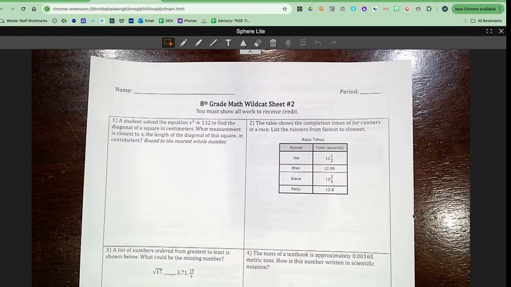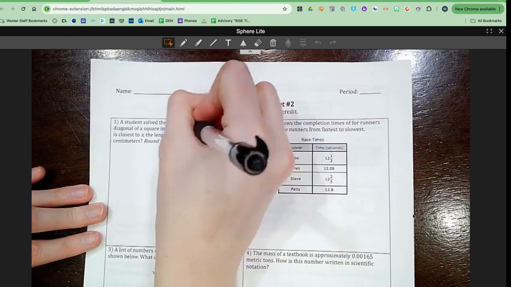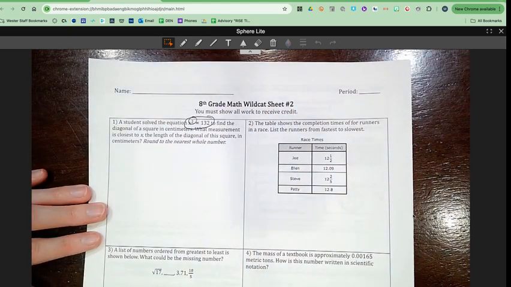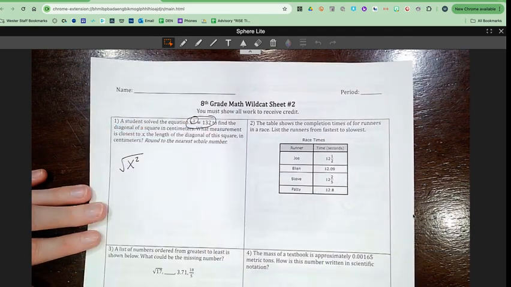All right, so a student solved the equation x squared is equal to 132. Find the diagonal of a square in centimeters. What measurement is closest to x, the length of the diagonal of this square in centimeters? Whenever you get an equation like this and you have x raised to an exponent, the way to undo squaring something is to take the square root.